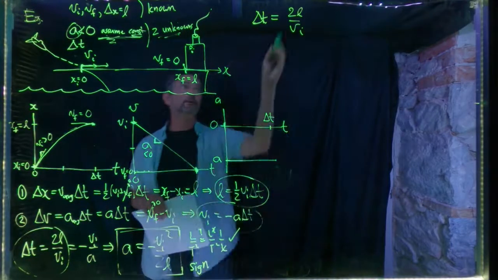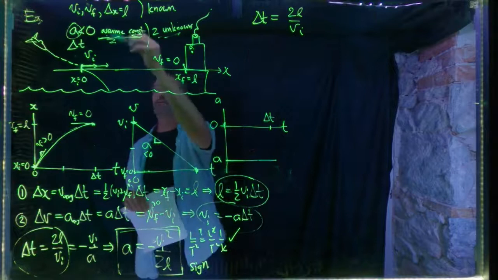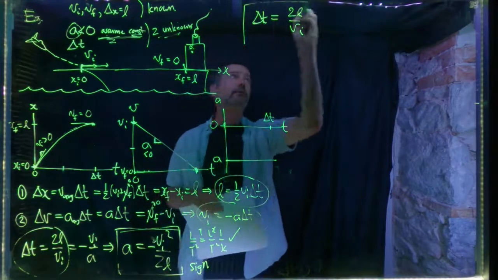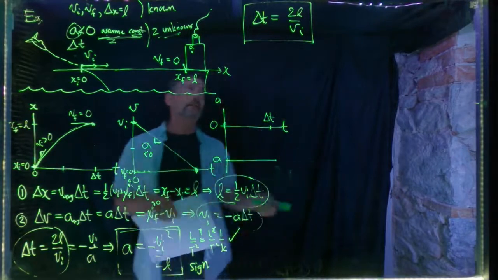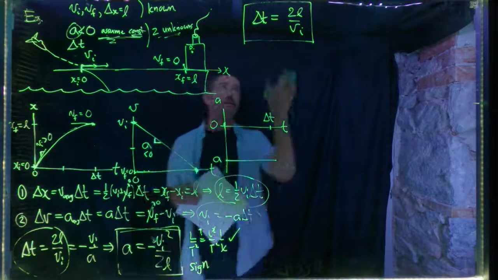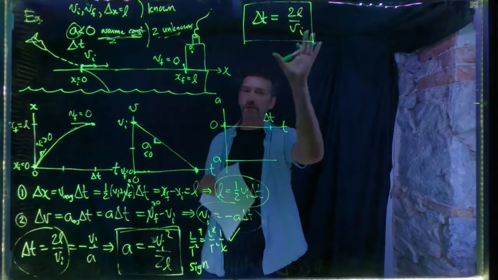Okay, so we're assuming that L and VI are known, and we've solved for the second unknown. So let's put a square box around that. Okay, and then we look at that and we say, are we done? No. Now we need to think. Think like a physicist. Is this a reasonable answer?